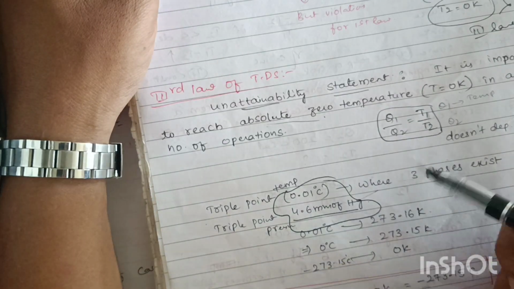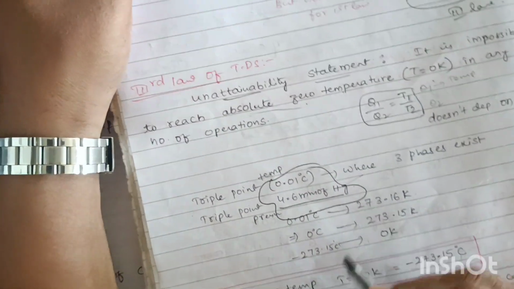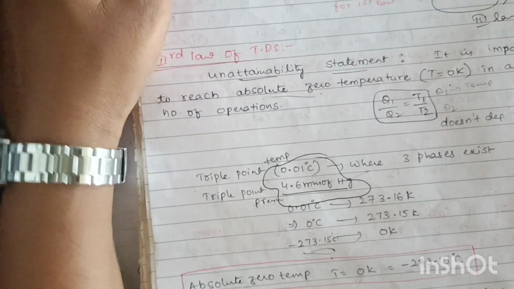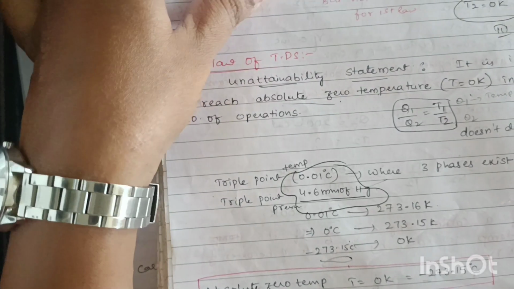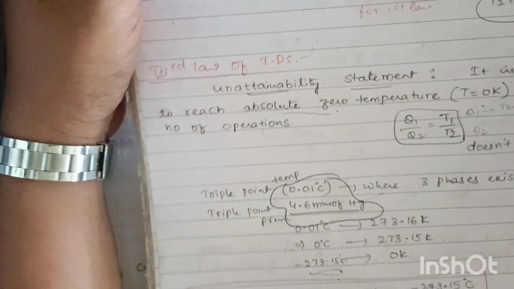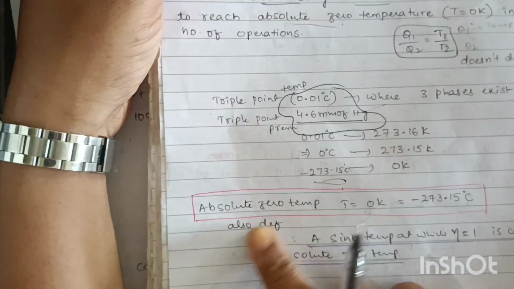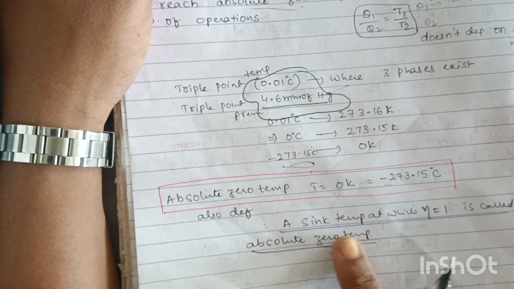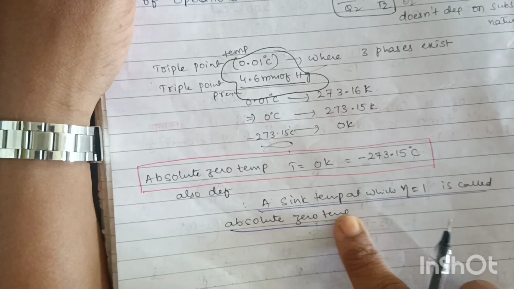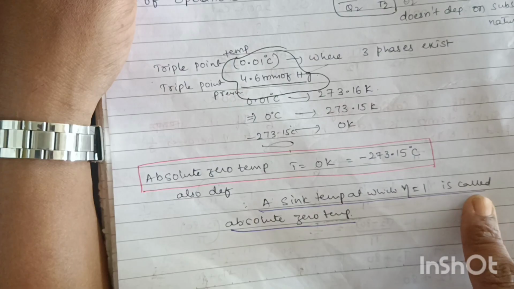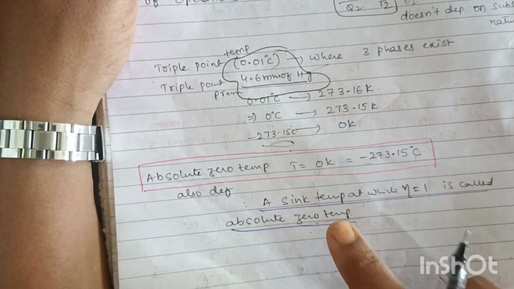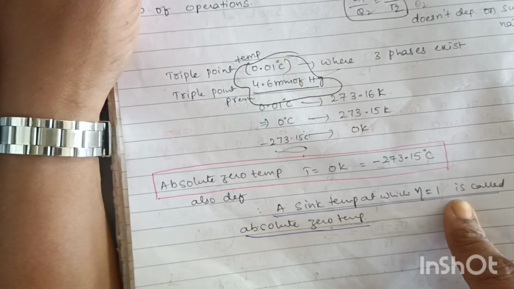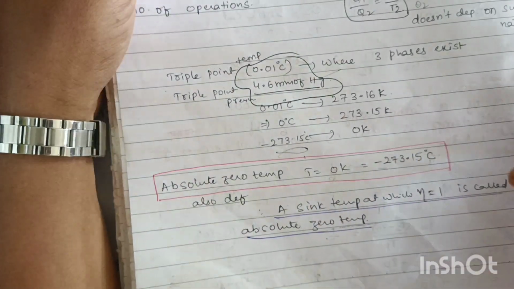So 0 Kelvin means minus 273.15 degree centigrade. So we can't attain any lesser temperature. So that is the third law of thermodynamics. So absolute temperature is 0 Kelvin, that is minus 273.15 degree centigrade. And also one more definition, a sink temperature at which eta is equal to 1 is called absolute zero temperature.